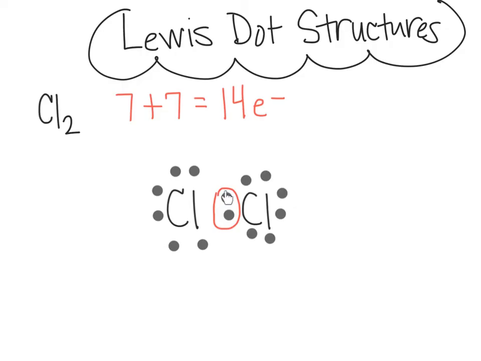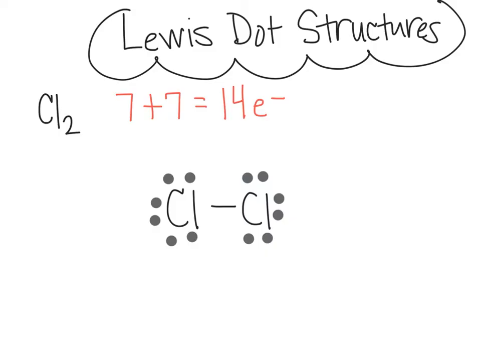Now, instead of leaving the 2 dots here in between them, what we can do is switch that out into a single bond. All right, so let me show you what that will look like. So let me see if I can erase. And there you go. So that's what the Lewis dot structure would look like for Cl2. Okay, so let's just summarize the steps here.